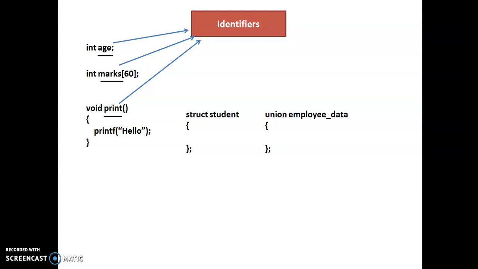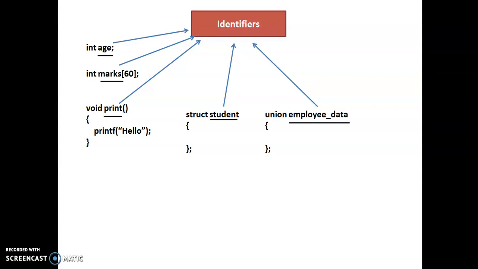And in the fourth case, I have declared a structure with the name student. Here the name of the structure is student, so student comes under identifier. And in the last case, a union is declared whose name is employee_data. As employee_data is the name of the union, it becomes an identifier. So this is an example of identifiers.